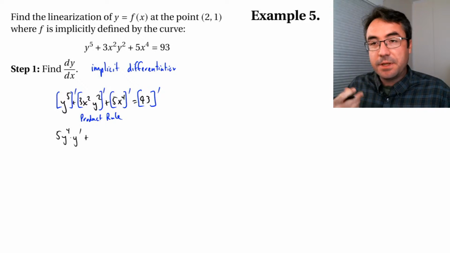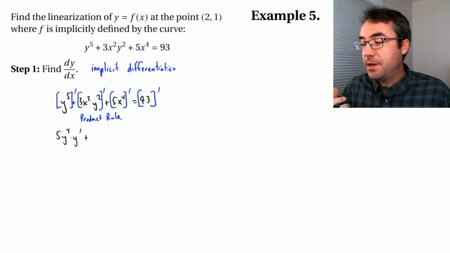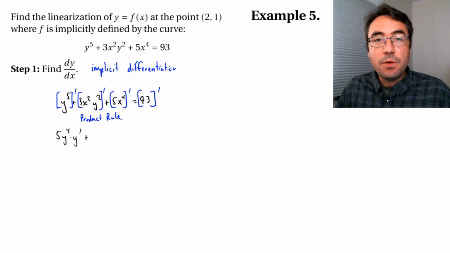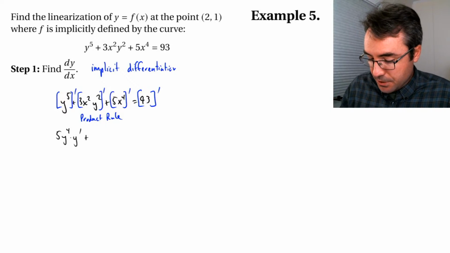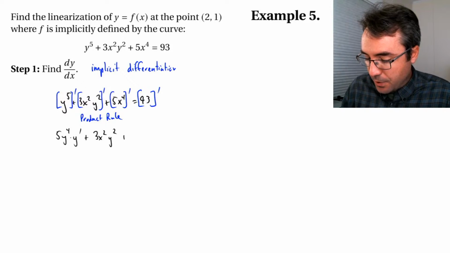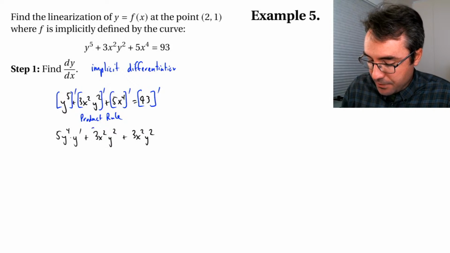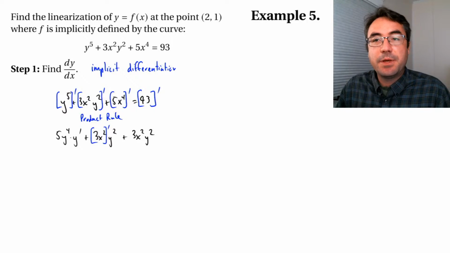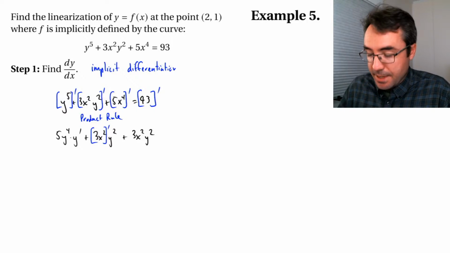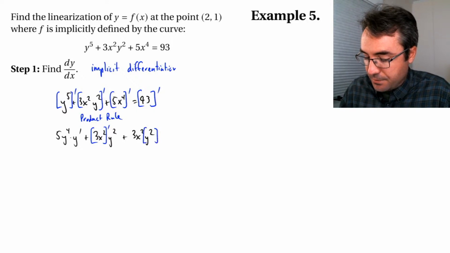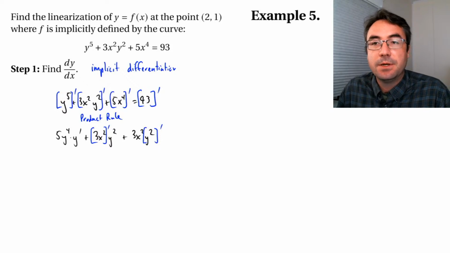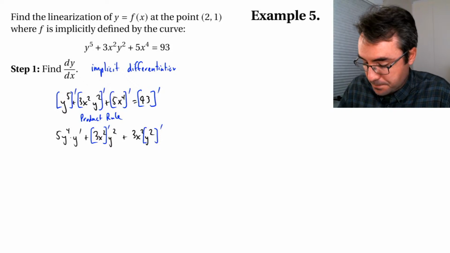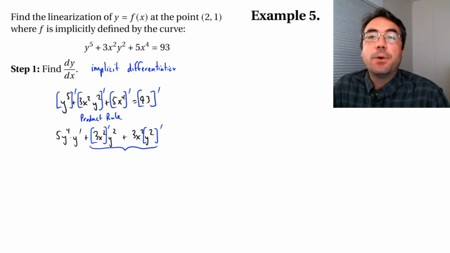Then we go through and let's do the product rule for that next term. So 3x squared times y squared, we'll just write down the product twice, 3x squared times y squared, and then in the first copy, we apply the derivative to the first part, and then in the second copy, we apply the derivative to the second part. So that's product rule.